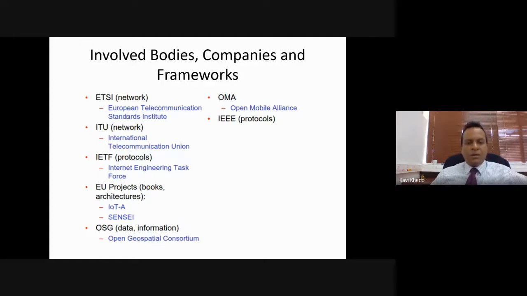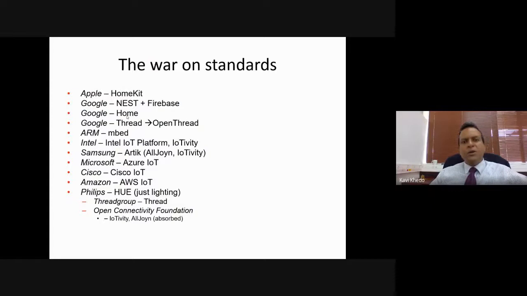So they try to standardize all those aspects of the IoT. So there is also a war on standards. Everyone wants their platform, their techniques, to become standard. When your technique becomes standard, you become very popular, and everyone starts using your own.